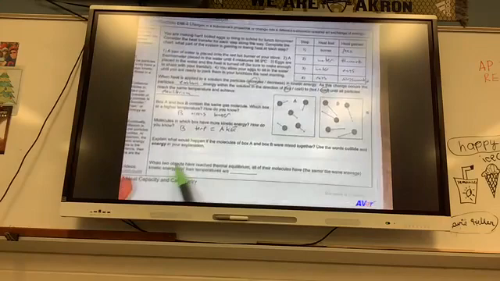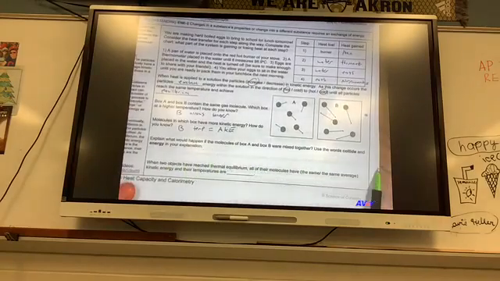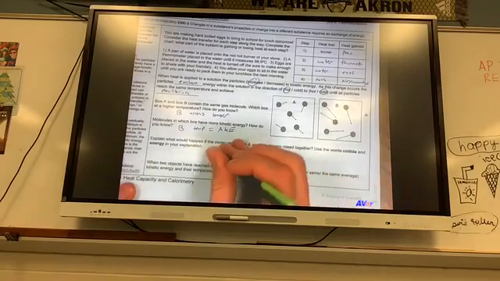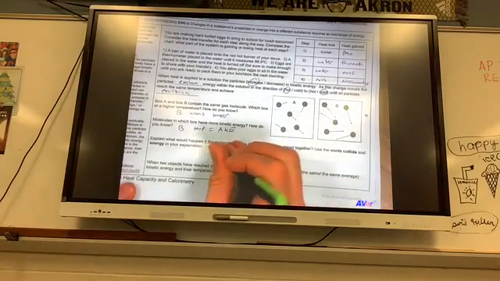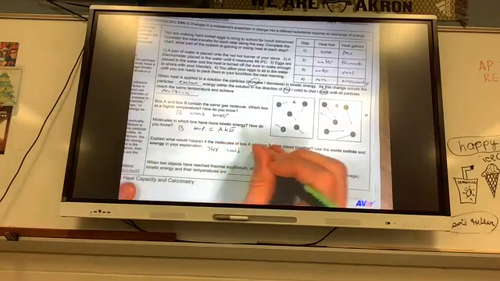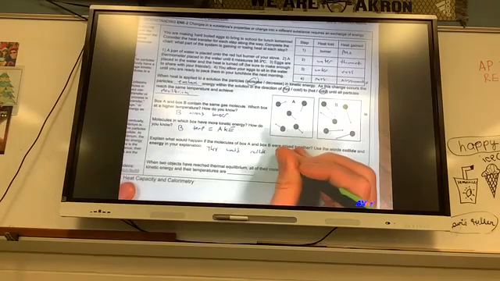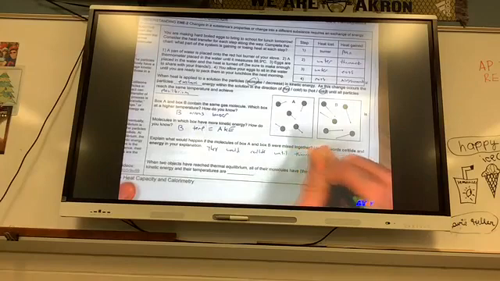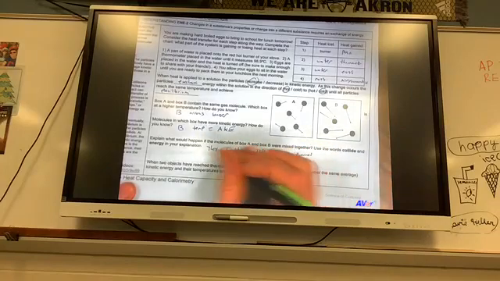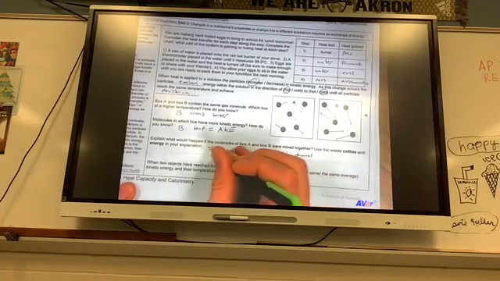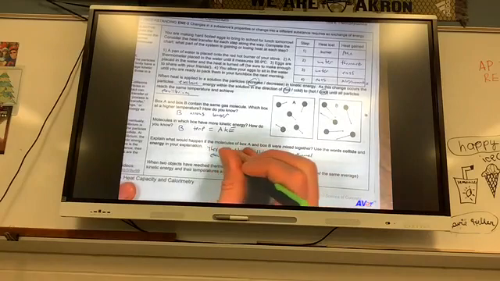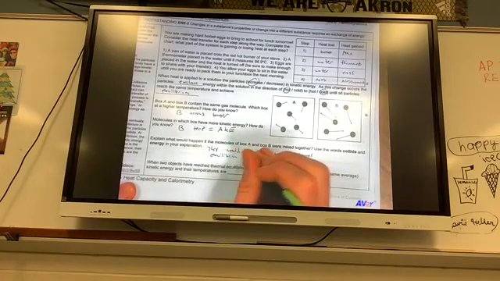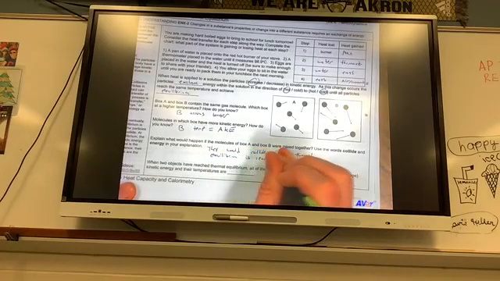Explain what would happen if the molecules of box A and B were mixed together. Use the words collide and energy in your explanation. Well, they would collide, particles would, until thermal equilibrium is reached, till they were all the same temperature.